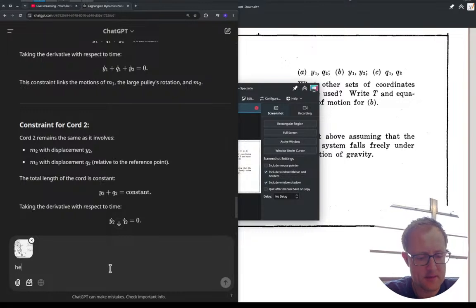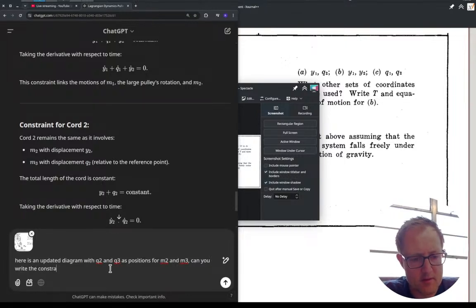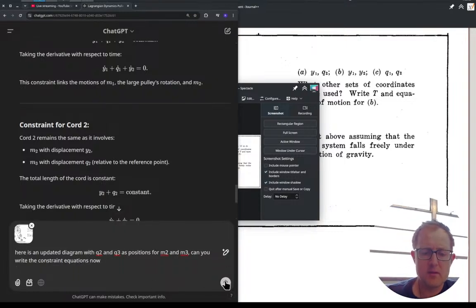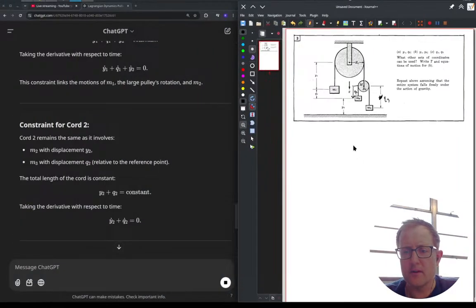Now paste it. Here is an updated diagram with q2 and q3 as positions for M2 and M3. Can you write the constraint equations now? And now I'll put this one over here since this is what we're working on.